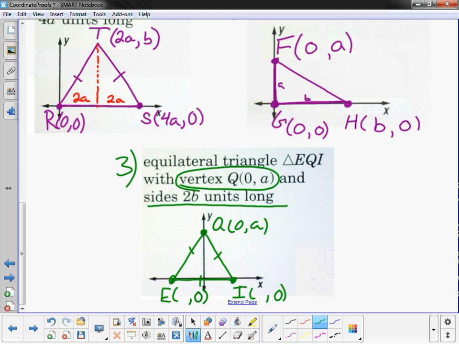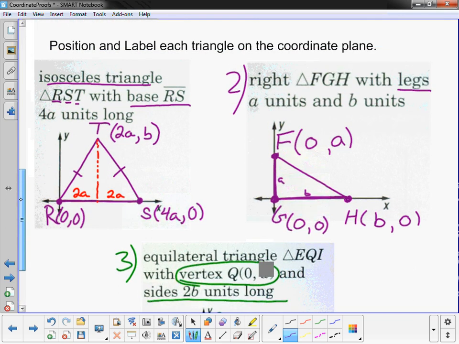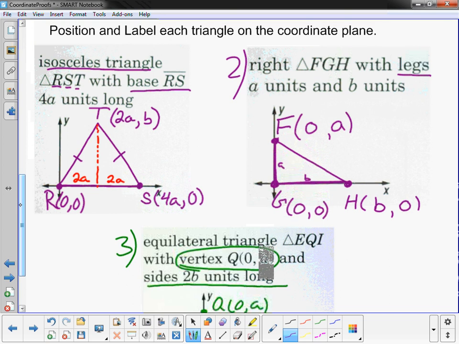Now I just need to figure out their x values. I'm told the length of this whole bottom is 2B units. If the y-axis is a line of symmetry, it means I have to be B units to the left and B units to the right of the y-axis for my E and I. So the I is going to have a positive B value going over, where the E, since it's to the left, would have a negative B value. That's how we position and label a triangle on a figure.